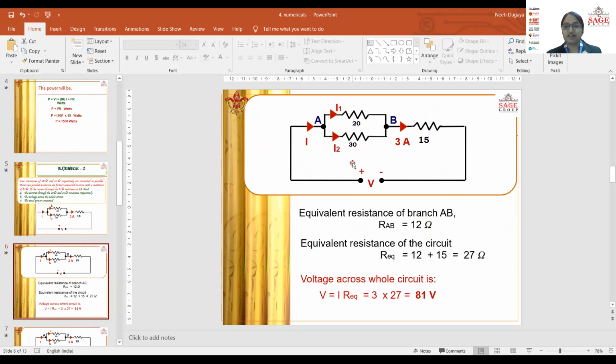Yes, just as we have done in the last numerical, we need to simplify this circuit into one resistance, right?